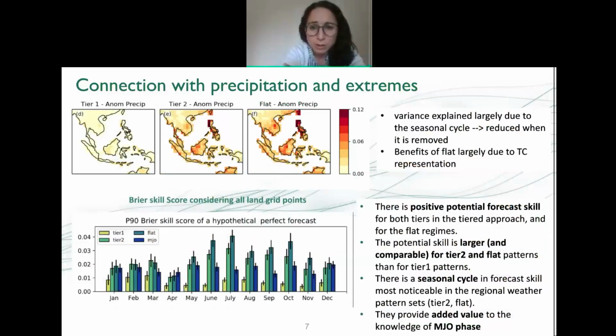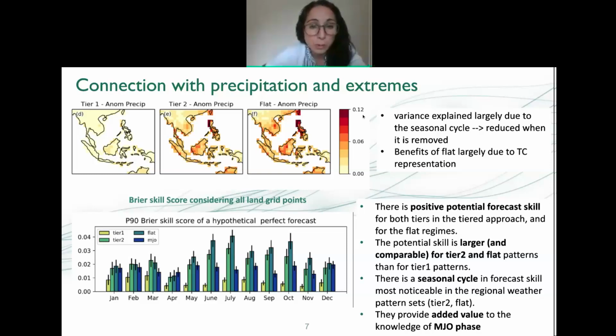But more importantly, we are interested in capturing their connection with precipitation, and in particular with extreme precipitation. So if we just focus on the overall variance of precipitation over the region, we were able to see that the tier 2 and the flat approaches capture similar amounts of the explained variance. In this case, it's the explained variance of the anomalies with respect to the seasonal cycle, so this is not a very large number. It's around 12% at the most.